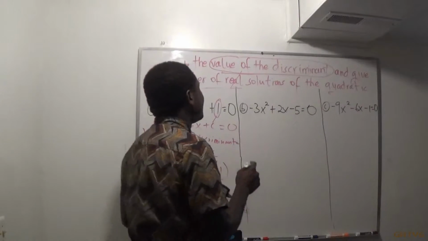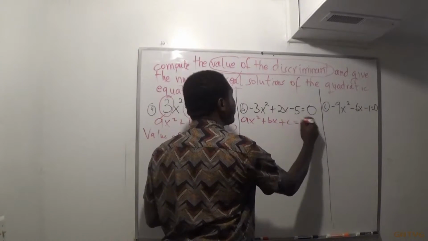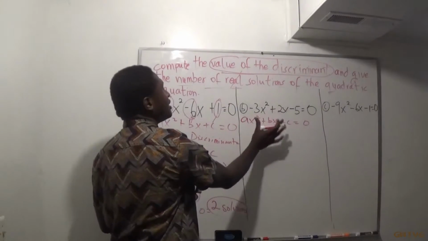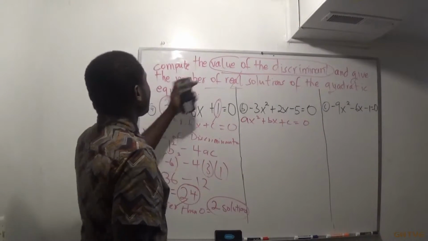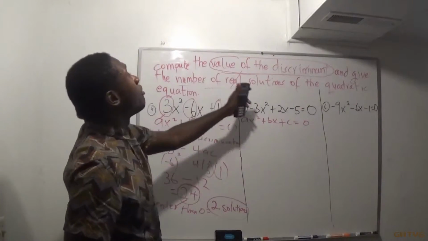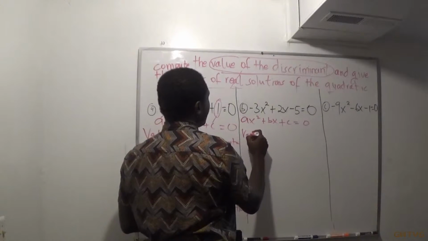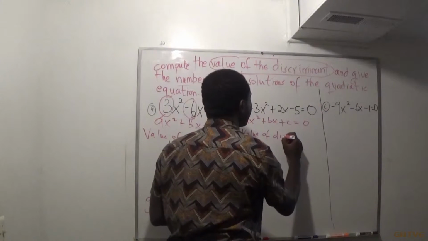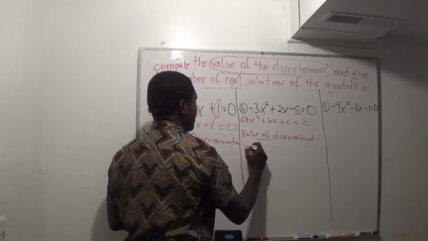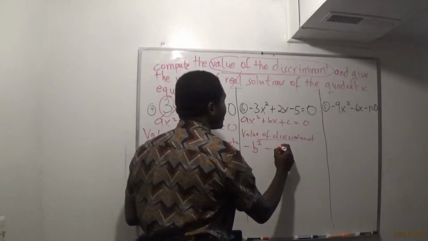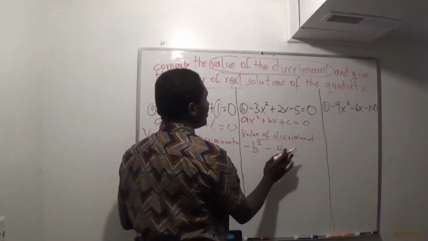What about this one? Again, I have to make sure it's in the form ax squared plus bx plus c equals 0. And it is in that form, so I don't have to change it. I'm doing the same thing. I'm being asked to find the value of the discriminant and give the number of real solutions. So let me do the value first. The formula, again, is b squared minus 4ac. So I just plug in the values for b, a, and c.